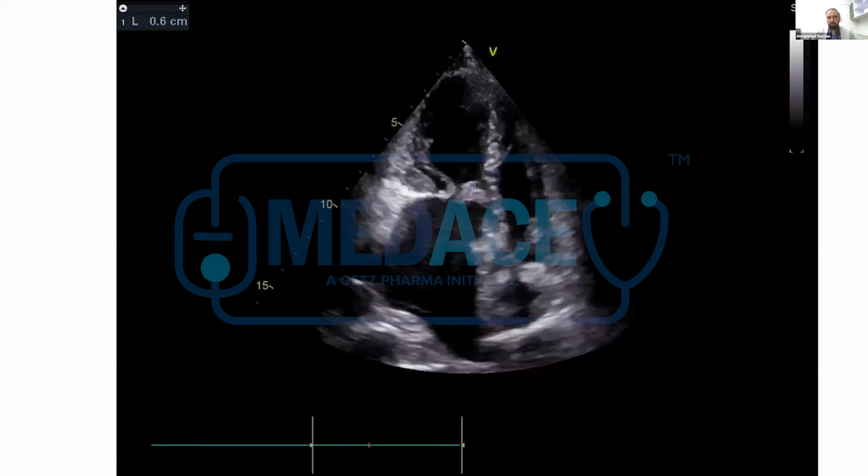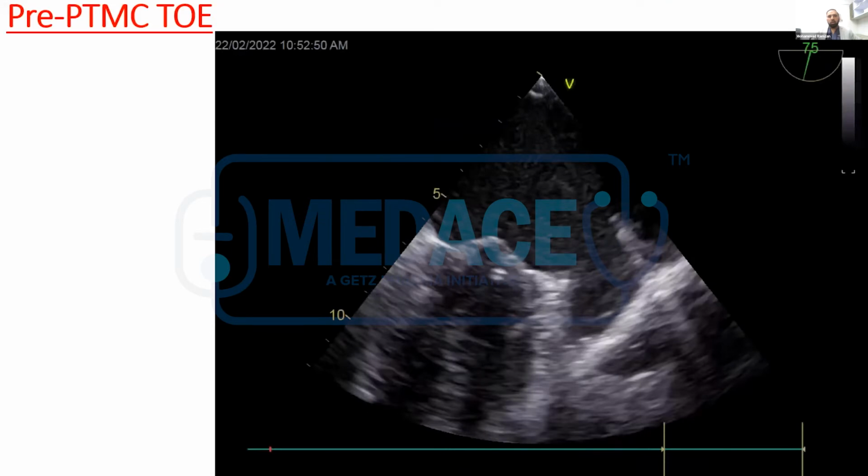We did have Wilkins scoring, and that was 8 by 16, which was quite fine for this procedure. On the day of the procedure, we do the transesophageal echo of this patient before the PTMC procedure. There was a dense echo contrast in the left atrium and the left atrial appendage, but there was no definite clot in the LA or in the appendage.